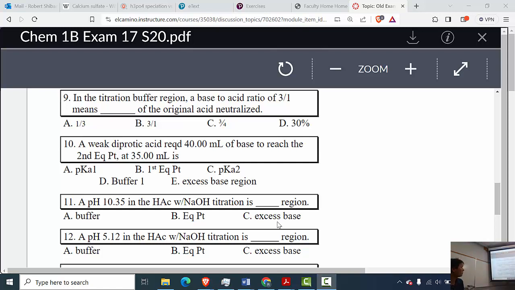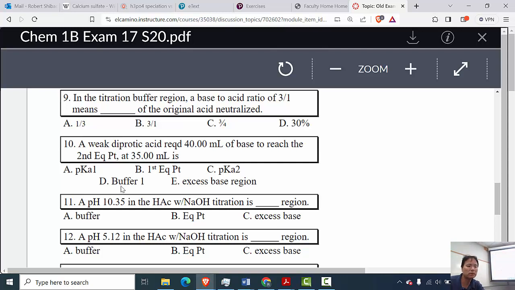A weak diprotic acid required 40.00 milliliters of base to reach the second equivalence point. At 35 milliliters, what did you put? I expected pKa2 plus log 3, because the first equivalence point would be at 20. Is that correct?